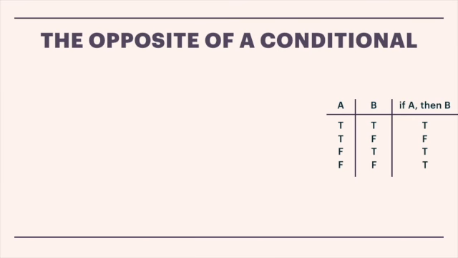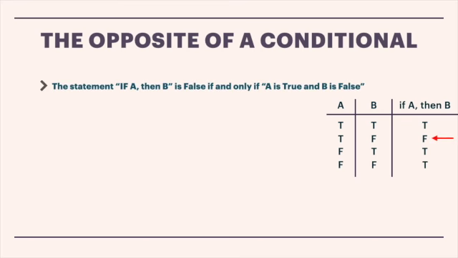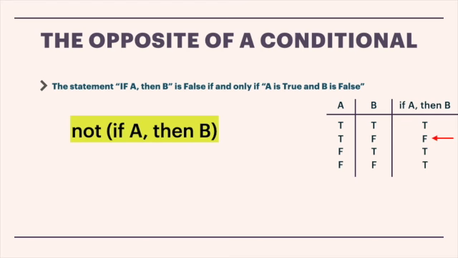We have previously seen the truth table of a conditional statement, if A then B. There is exactly one case where it is false. The statement if A then B is false if and only if A is true and B is false. That means the opposite of if A then B is A and not B.